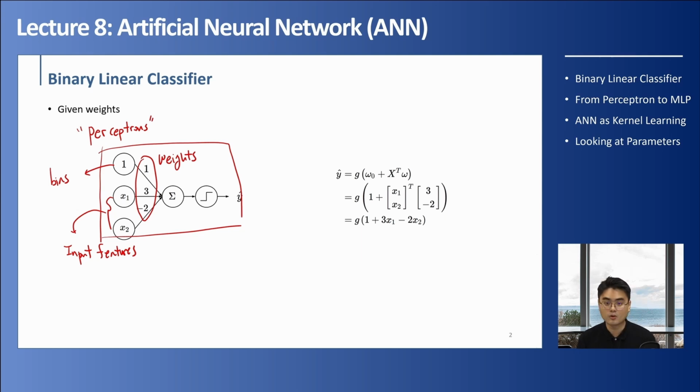So let's see how this perceptron model works to do classification. For example, I told you that here x1 and x2 are input features, and this 1 is a bias. And these are weights, and what we do here is a sum of the multiplication of the weights and the input features and bias. So what happens here is we multiply 1 times 1, and then sum 3 times x1, and also add the multiplication of minus 2 and x2.